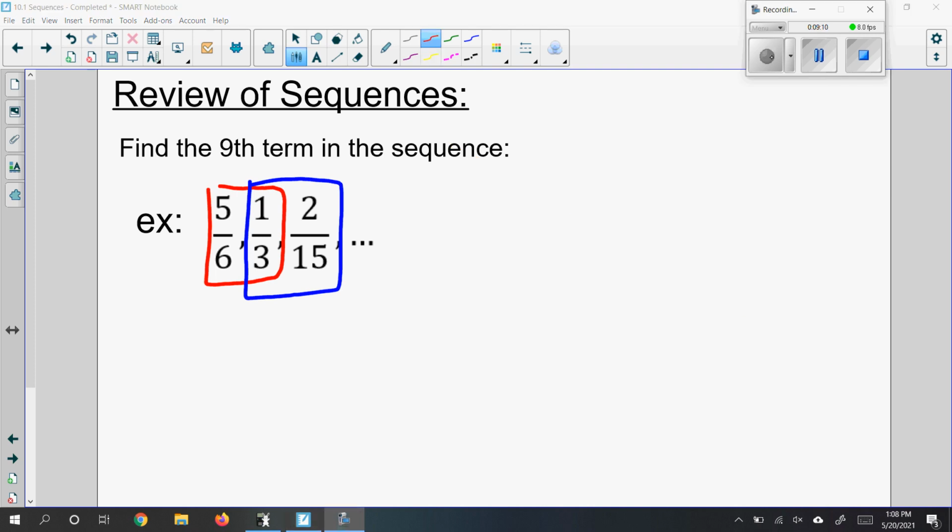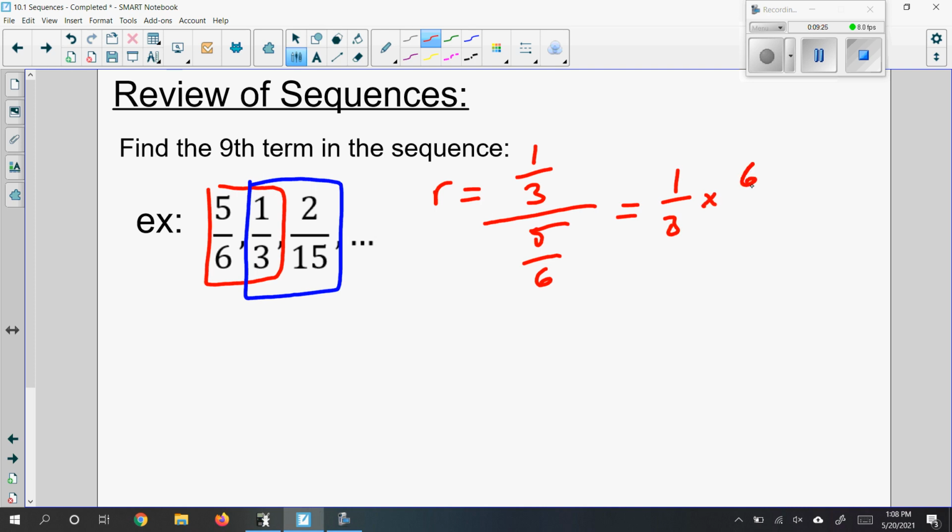Okay, so now that we know it's not arithmetic, let's check to see if it is geometric. So we'll take the first term and divide it by the second term. So we can keep, change, flip. So this is 1/3 times 6/5. 3 goes into 3 once, twice. So we end up with 2/5.